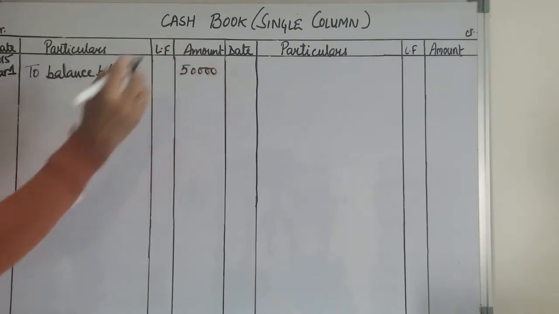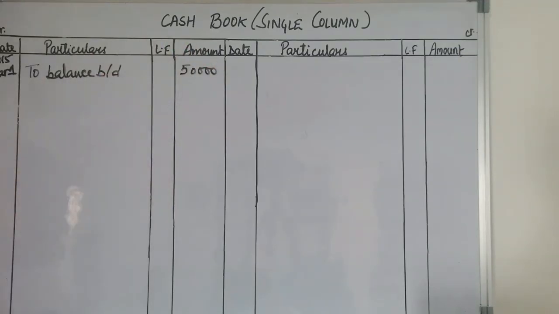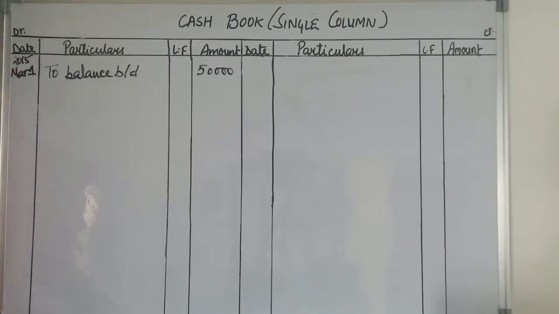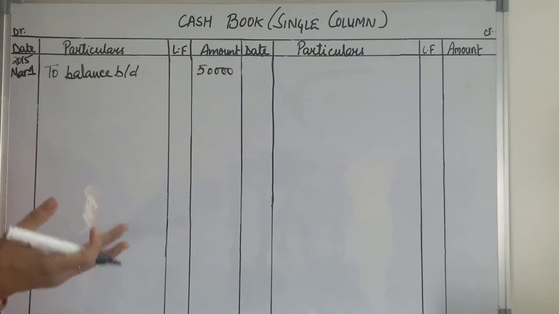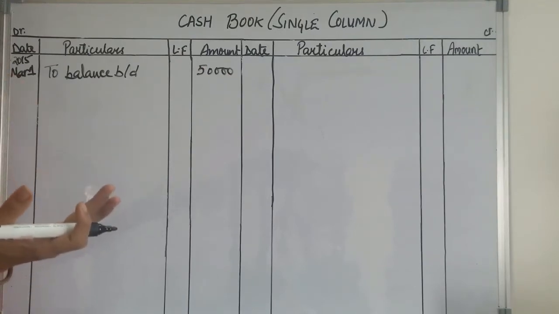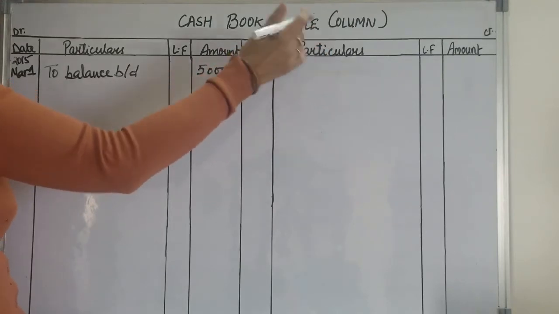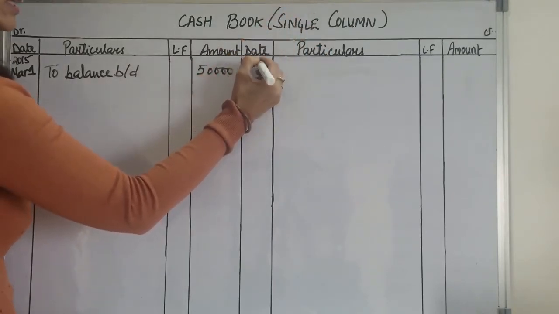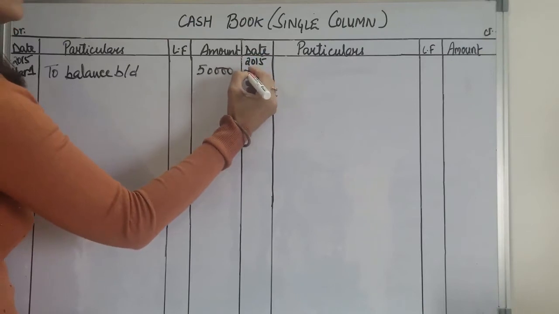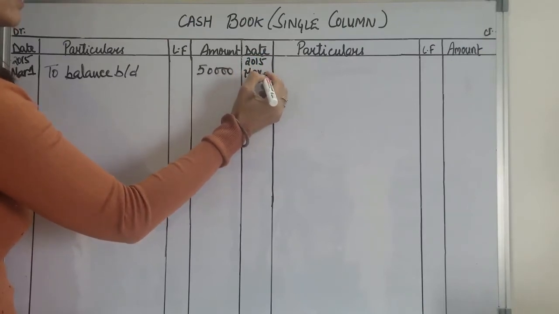Right? Now the second transaction is on March 8th, purchase goods for cash from Sharma Enterprises for rupees 30,000. Now as it is a cash purchase, we are making payment in cash and cash is going out of the business. So it will be recorded here in the cash book on the credit side. So let's just record it like 2015 March 8.